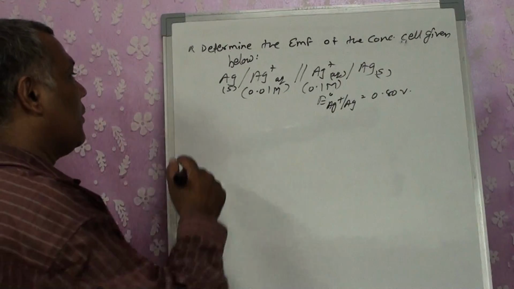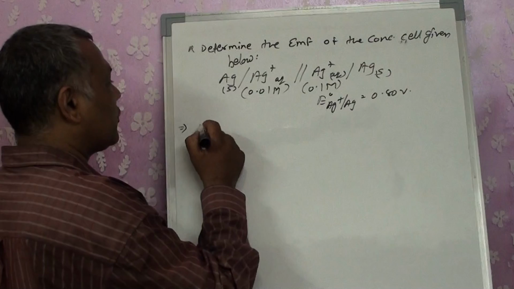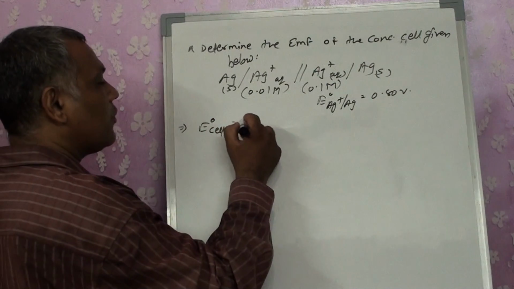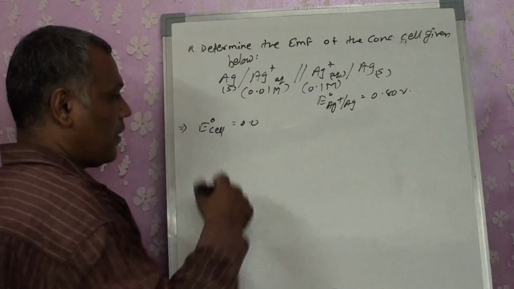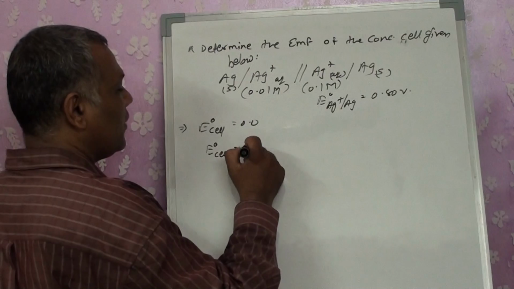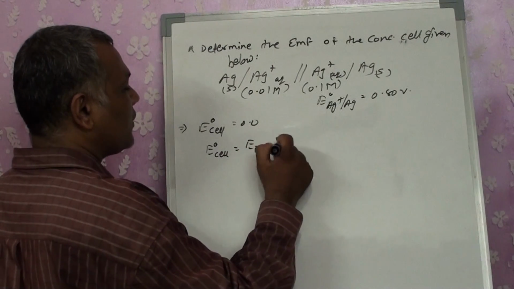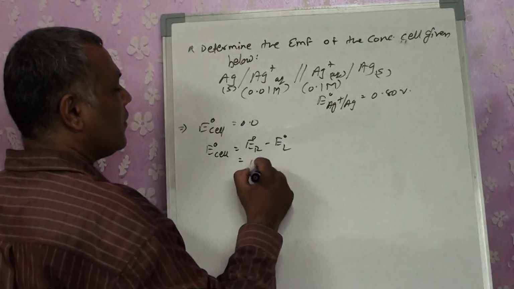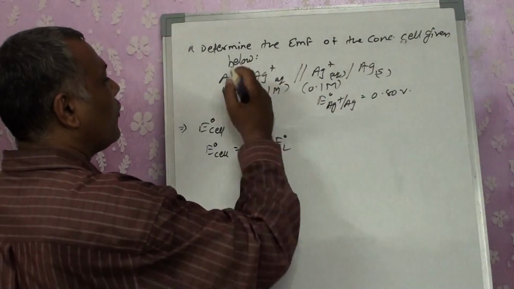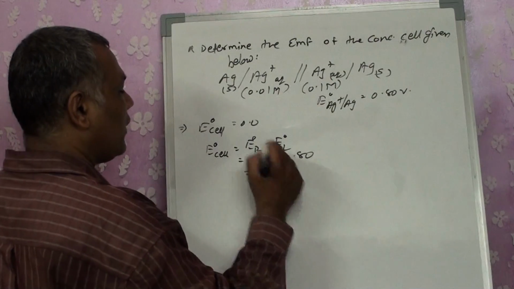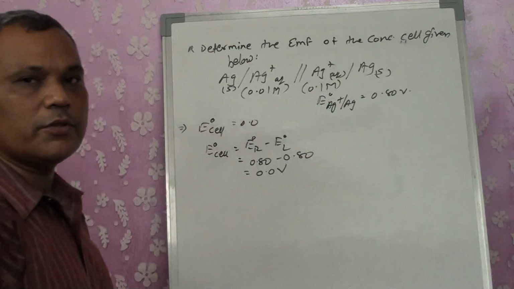Now, according to the sum, first of all we will calculate E naught cell. It will always be 0.0. How did we get it? According to E cell equals E of right minus E of left. For the right it is 0.80, for the left also it is 0.80. So we get E naught cell equals 0.